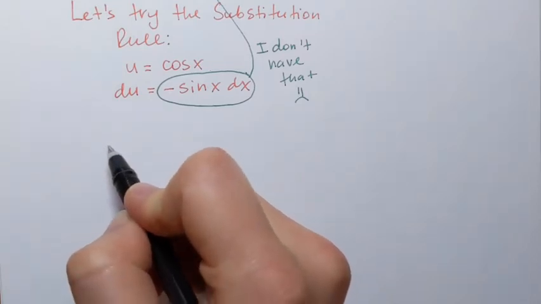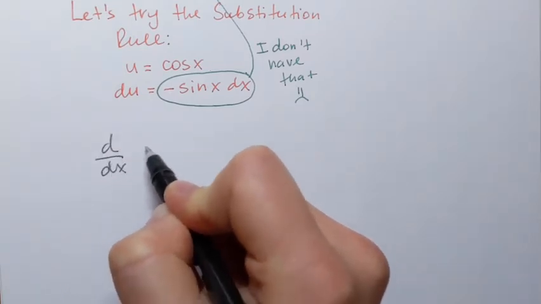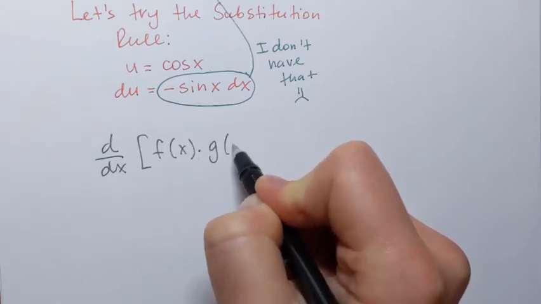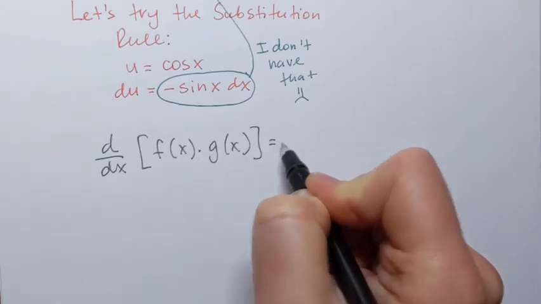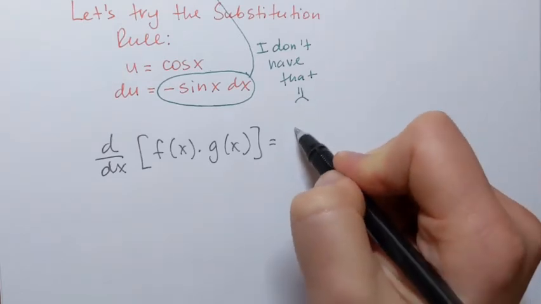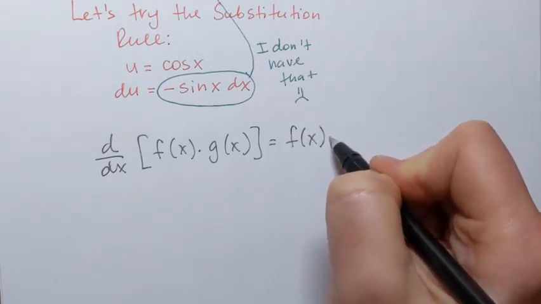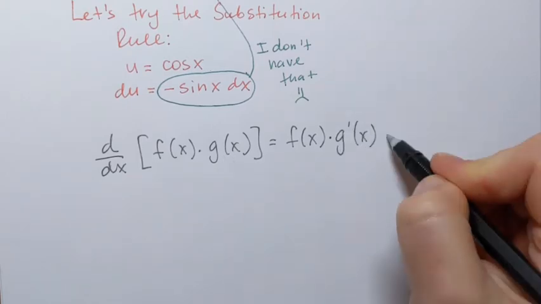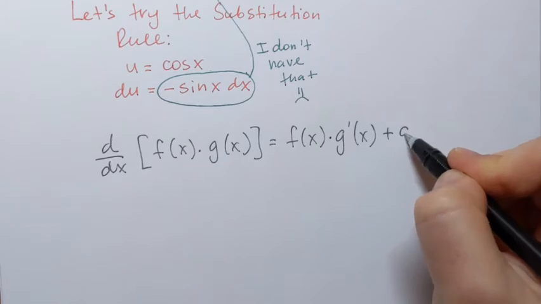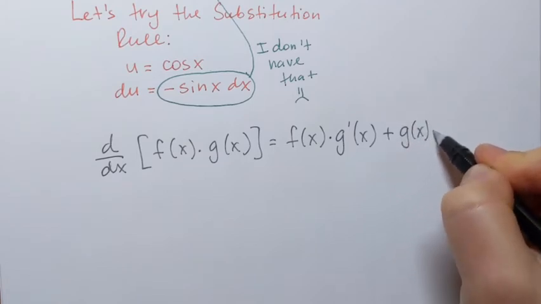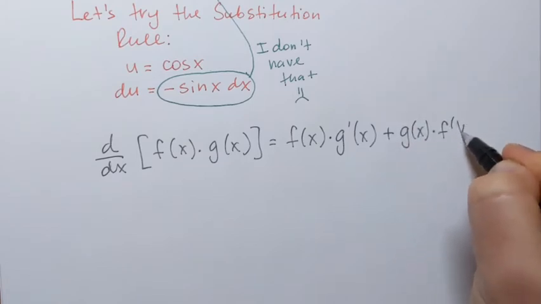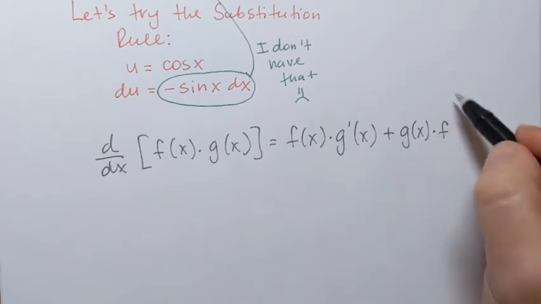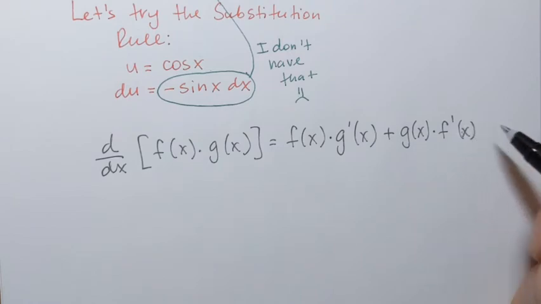So if I need to find the derivative d/dx of a product of two functions, let's say f of x times g of x, according to the product rule, we need to take the first function and multiply it by the derivative of the second function, so g prime of x, and then plus the second function times the derivative of the first one, f prime of x. So hopefully you remember that rule.